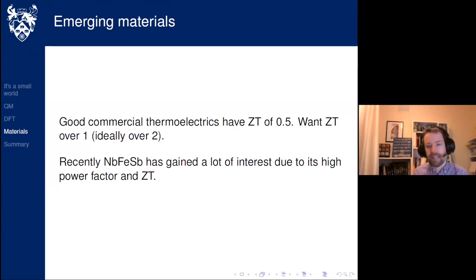Now, recently, in the last perhaps 3 years, a compound called niobium iron antimonide has gained a lot of interest. It has a high power factor, which is what we call the S squared sigma bit in the ZT calculation. And in fact, has a high ZT. So it's a pretty good thermoelectric, and it can generate a lot of power. That's what the power factor controls.